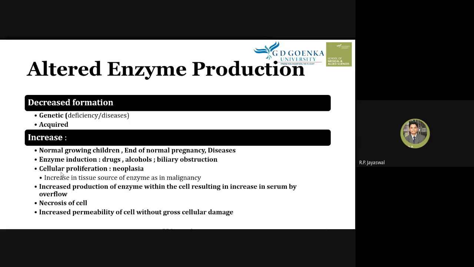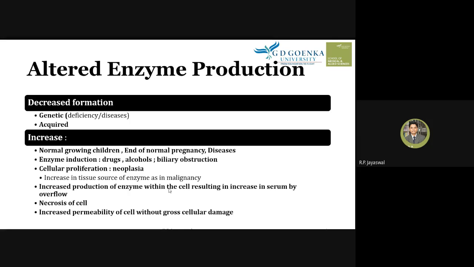Cellular proliferation is another way, which is neoplasia, like a cancer. There is an increase in the tissue source of enzyme, as in malignancy, where the tissue source or cell population is higher than normal, and because of the neoplasia, the increased tissue mass can cause a further increase in the enzyme level in the blood.